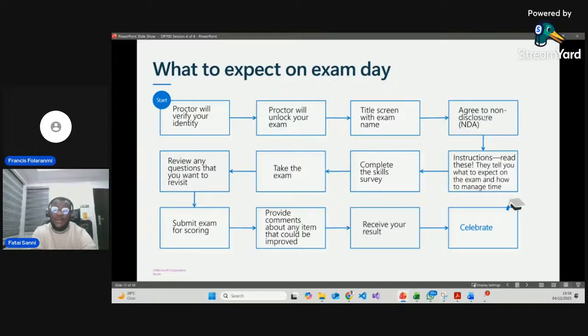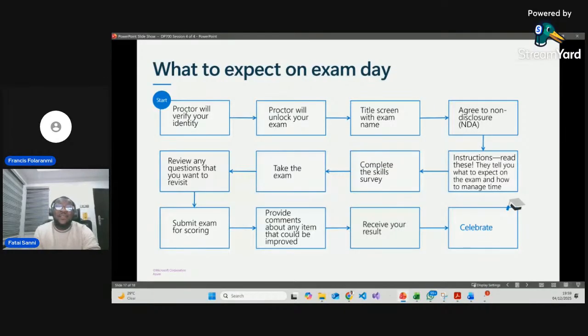So you have a title screen with your name. You are going to agree to your NDA, non-disclosure agreement. You are going to review any question you want to revisit. You take your exam, you complete the skill survey, you read instructions. They tell you what to expect and how to write your exam. And then you submit your exam for scoring. You provide comments if you have any, and then you receive your result and you celebrate if you pass.